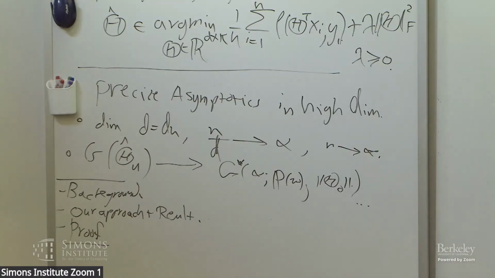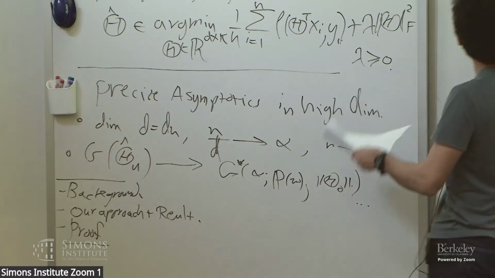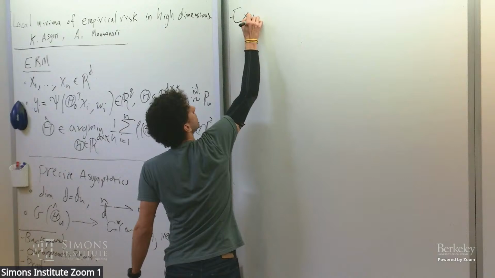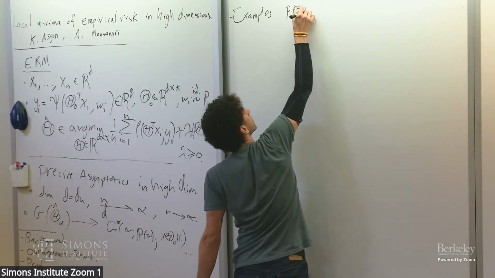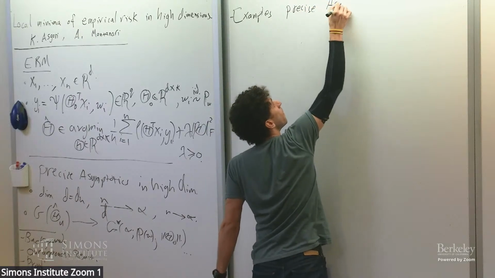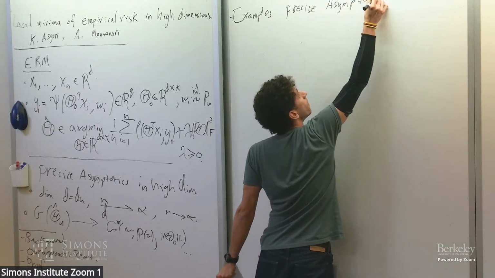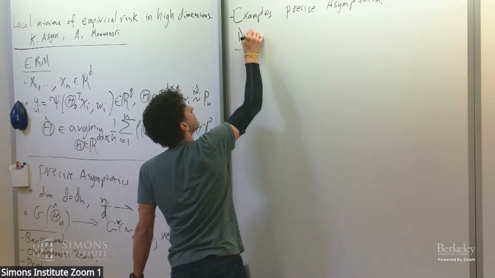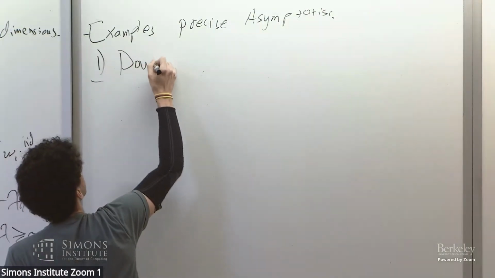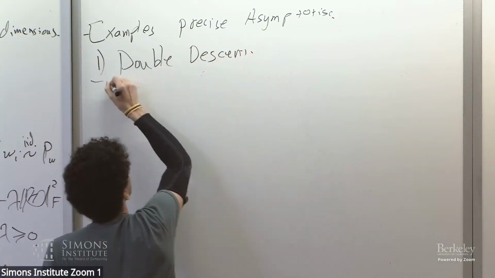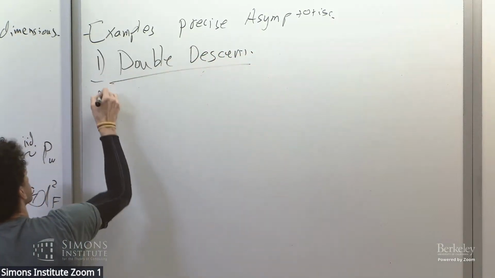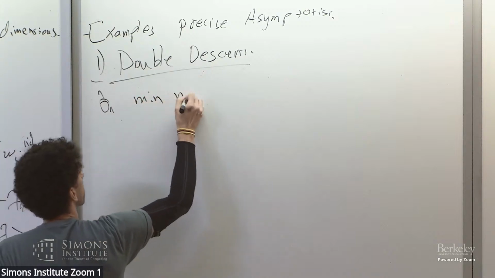Okay, good. So let me start with examples of some of the phenomena that we can capture via precise asymptotics. The first one is the one we all hate and love, double descent. And here I'm thinking about theta hat n being the minimum norm interpolator of some model.